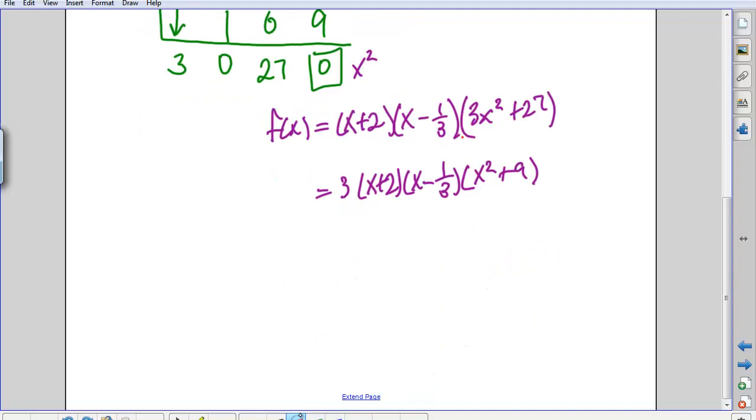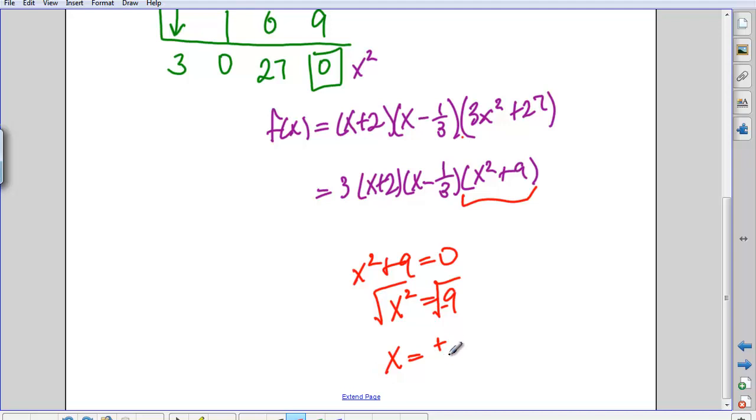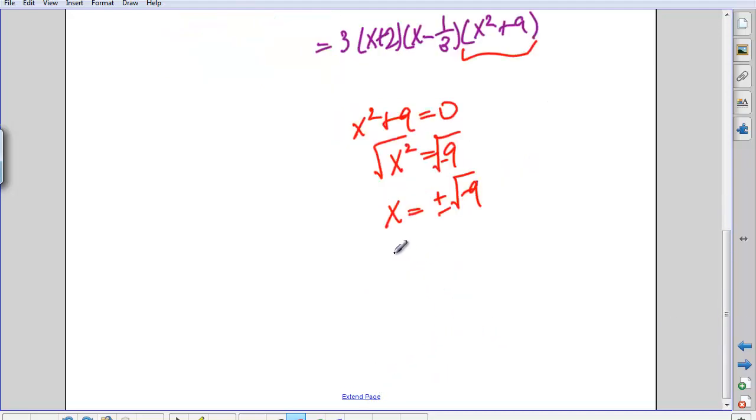And now let's do what we were going to do and set that equal to 0. So from here, it's just a process of solving this. We can subtract 9 from both sides and then take a square root. And here we have plus or minus the square root of -9, which is 3i. So those are my other two zeros.